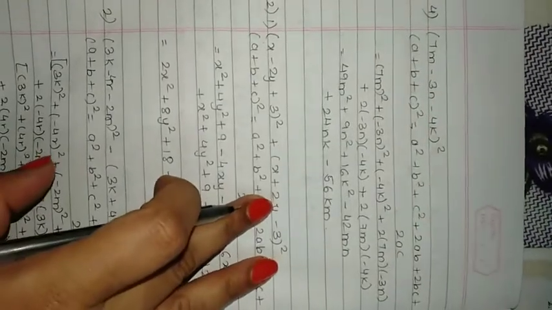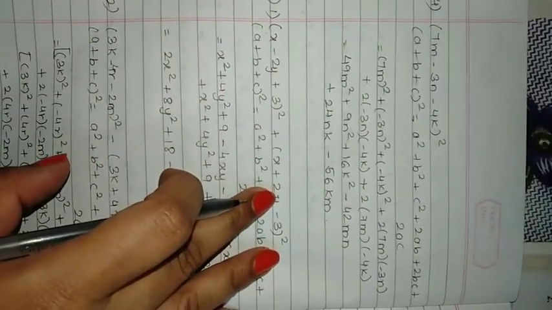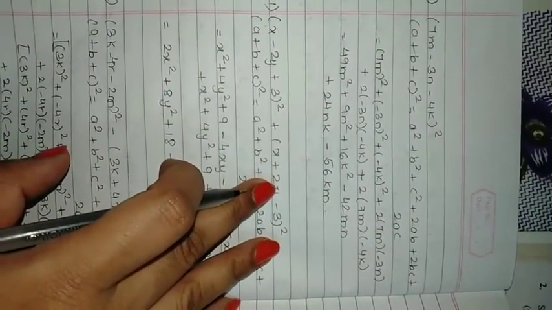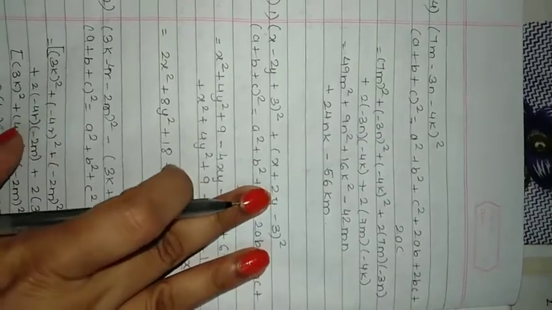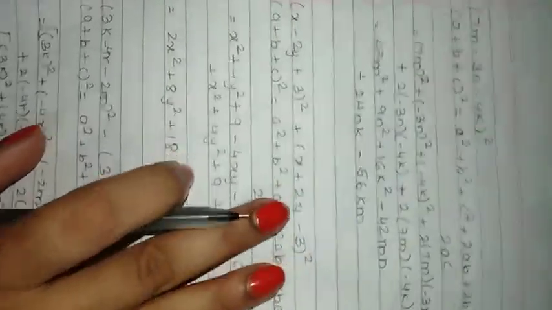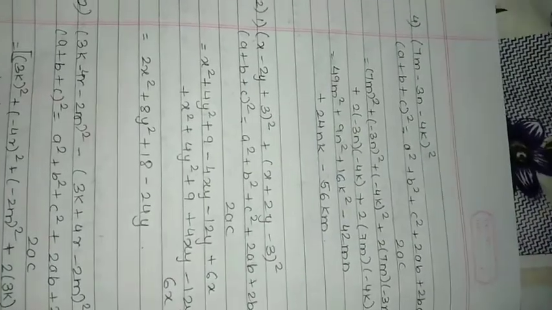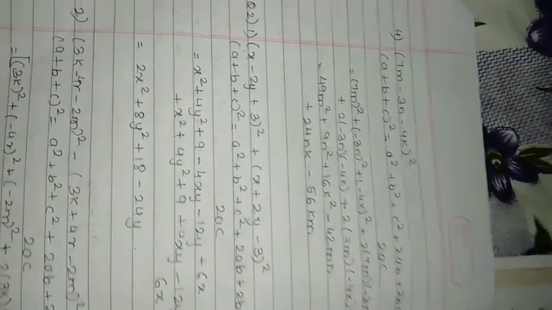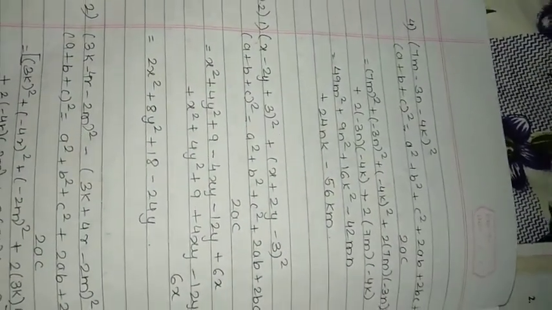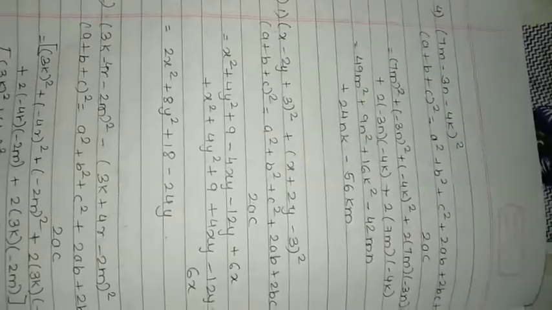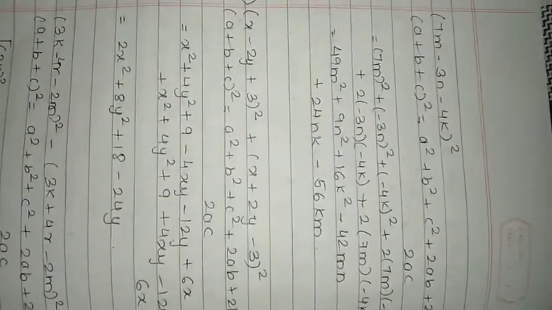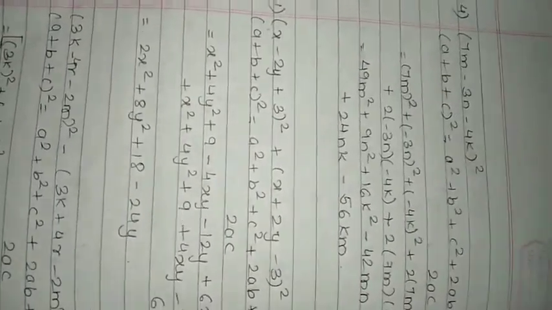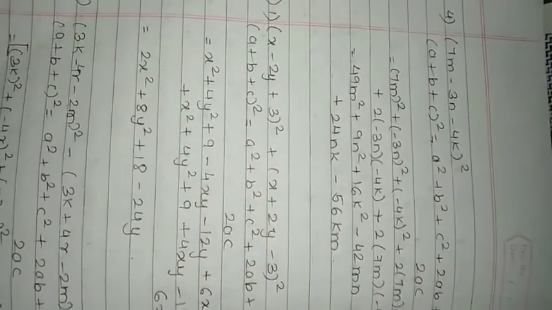Moving ahead to the fourth sum. The fourth sum is (7m minus 3n minus 4k) the whole square. Again the formula is going to be the same, that is (a plus b plus c) the whole square, which is equal to a square plus b square plus c square plus 2ab plus 2bc plus 2ac. So a over here is 7m, b over here is minus 3n, while c over here is minus 4k.